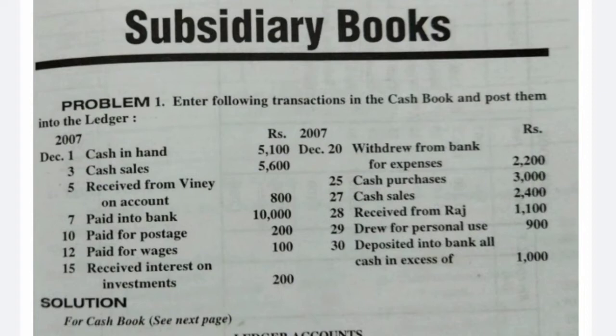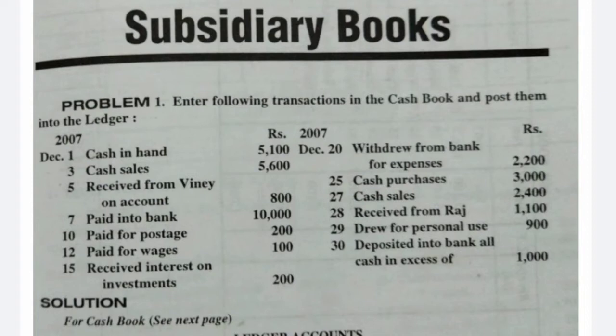Okay, likewise we need to do everything. If the account is on the debit side, we need to debit that account. If that account is on the credit side, then we need to credit that account with the respective account name. Okay, so next one, paid for the postage.